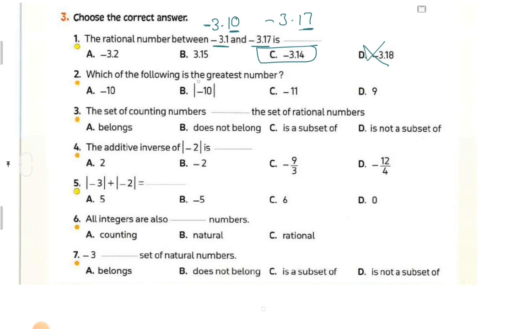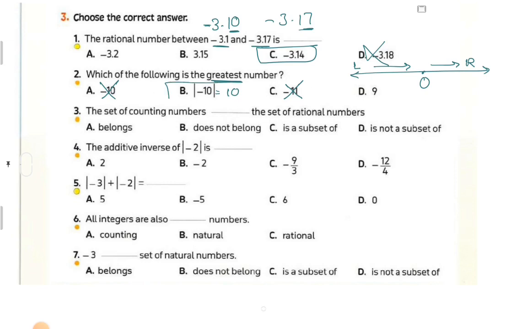Which of the following is the greatest number? What is the greatest one? I have a number line, and we have 0 and any positive. We move from left to right. Okay, I have 9, negative 11. Of course, the positive will be greater than the negative, so there's no way to choose negative. Here we have negative, but we have the absolute value of negative 10. Note that the absolute value of any negative will be positive 10. So choose 9 or 10.